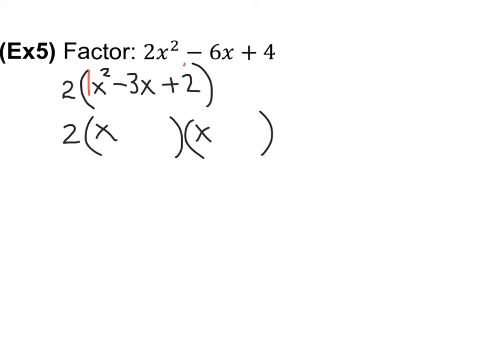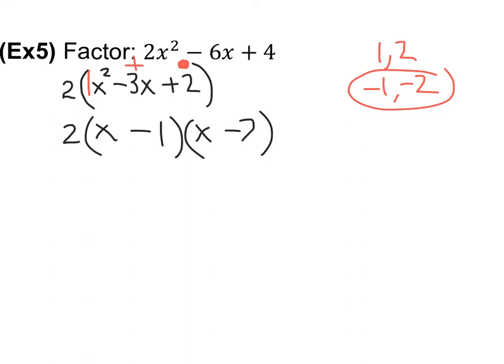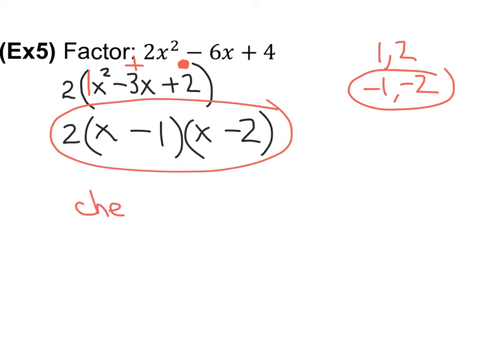We're now looking for two numbers that multiply to get positive 2 and add to get negative 3. Numbers that multiply to get 2: 1 and 2, or negative 1 and negative 2. Which pair adds to get negative 3? That would be negative 1 and negative 2. So I'll put the negative 1 first, then the negative 2, but you could have also changed the order. This is my answer. Go ahead and write down check, because it is required that you write a check.